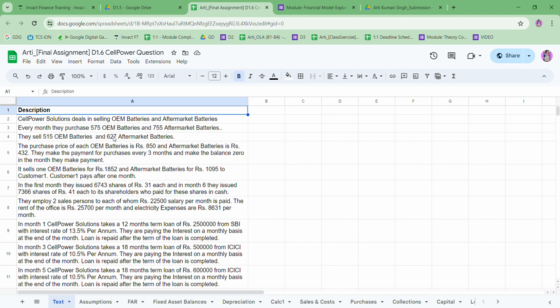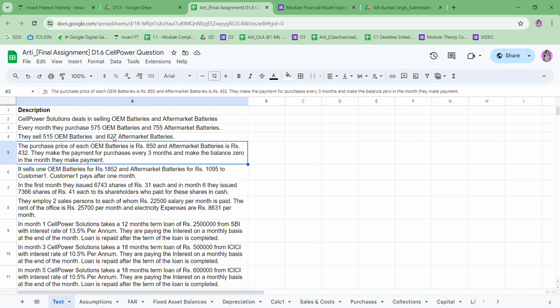I am going to explain the financial model on the D1.6 CellPower question. Here we can see the information related to the product in which the CellPower solution deals has been provided, along with quantity, purchase quantity, sales quantity, purchase price, and sales price. The number of issued shares as well as the issue price are also shown here. The salesperson salary, rent, and electricity expenses can also be seen here.